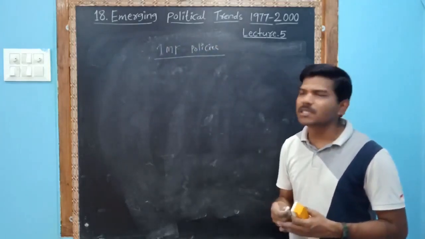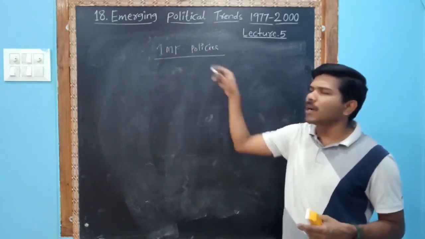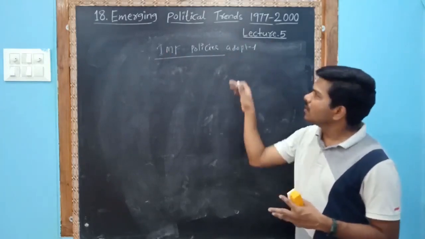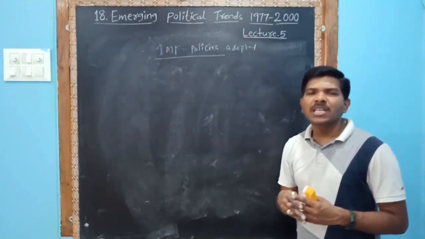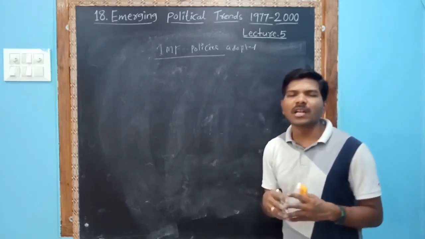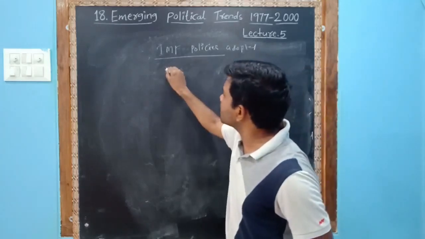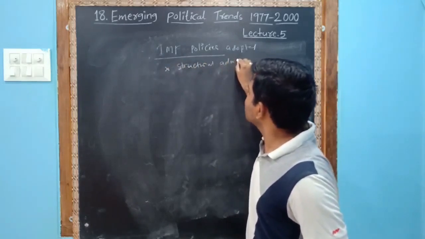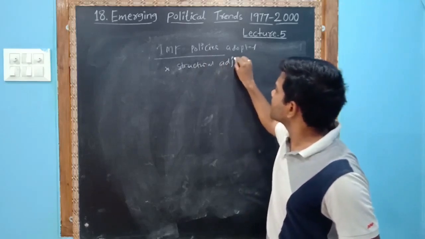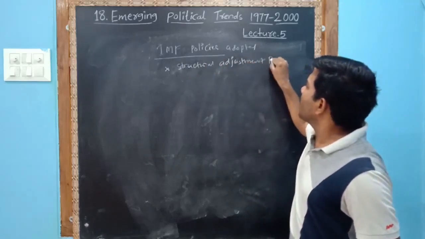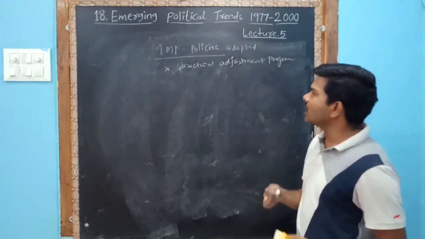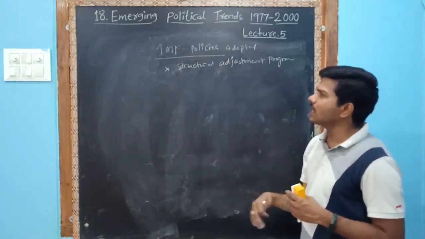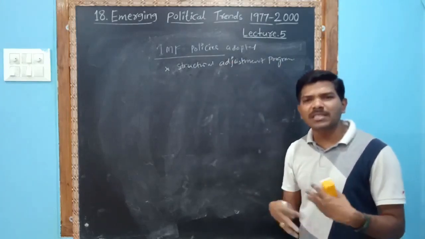IMF, World Bank, it is also called the World Bank. India adopted International Monetary Fund policies, which can be called the Structural Adjustment Program. Those policies we adopted are also called the Structural Adjustment Program. We have to adjust in a little time.